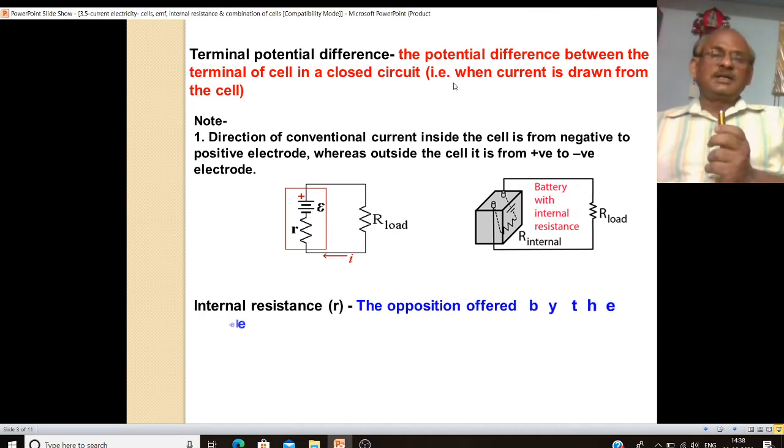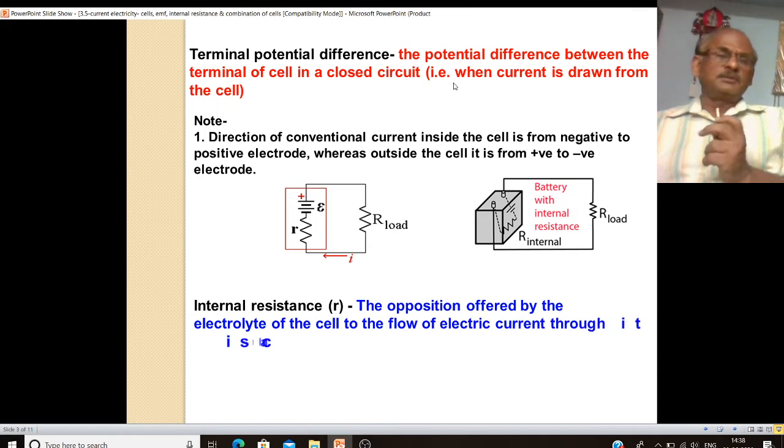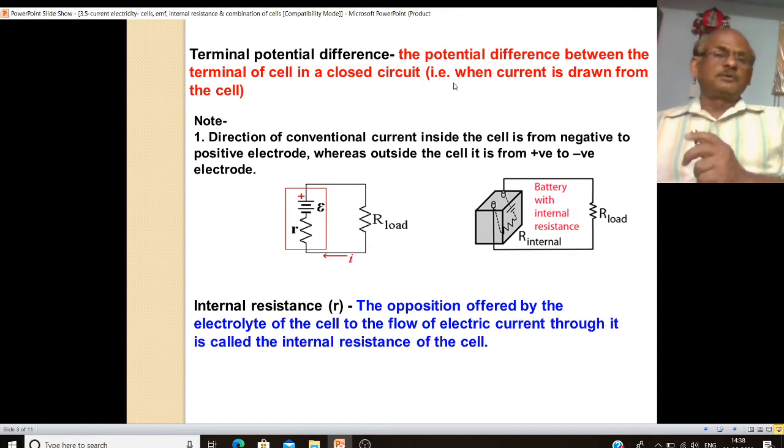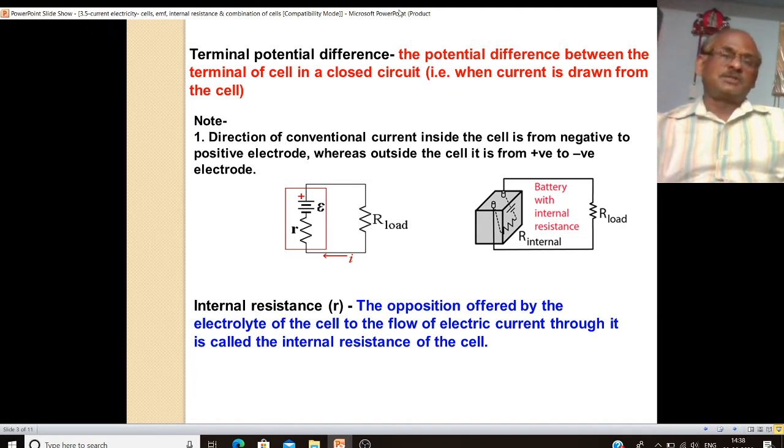Internal resistance is the hindrance or opposition offered by the electrolyte of a cell to the flow of electric current through it. As in class 11 we learned about fluid friction, that is viscosity. So here, the internal inertia of the electrolyte, we can say, is the internal resistance, while the external inertia of the circuit is called external resistance or load resistance.